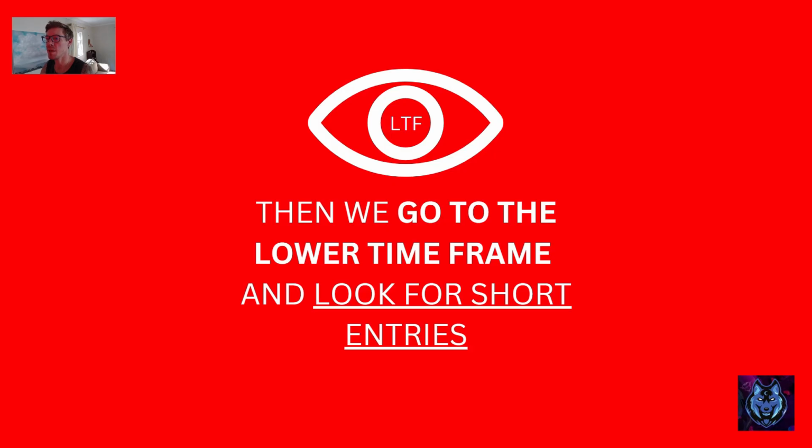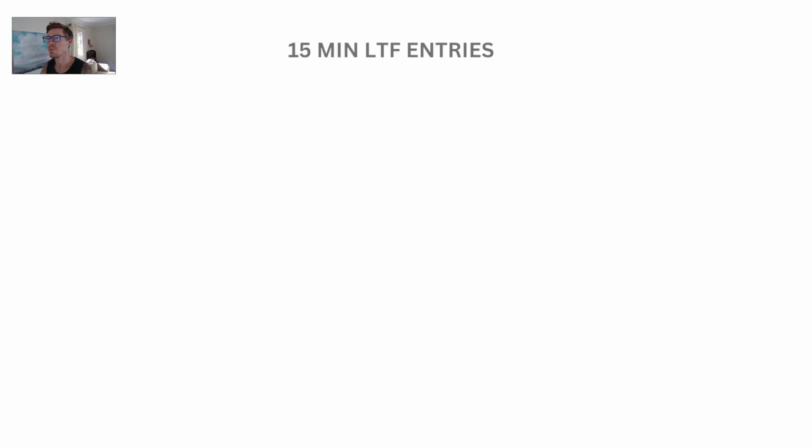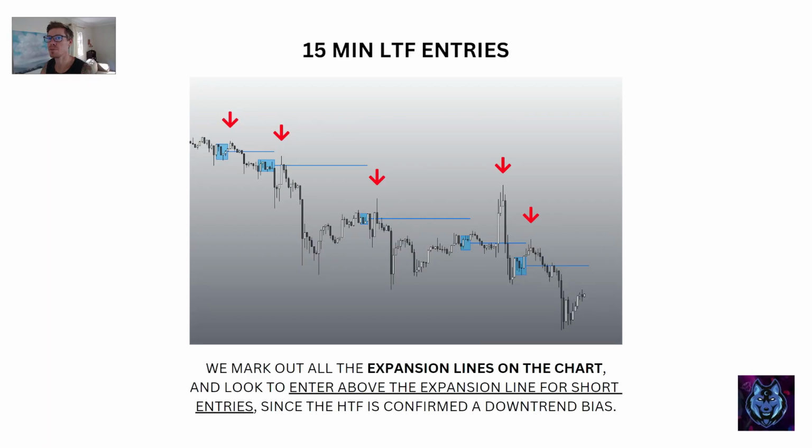Then we go to the lower time frame and look for short entries. 15-minute lower time frame to look for our entries. We're on the 15-minute Bitcoin chart looking for our lower time frame entries. We mark out all the expansion lines on the lower time frame chart and look to enter above the expansion line for short entries, since the higher time frame is confirmed a downtrend bias.